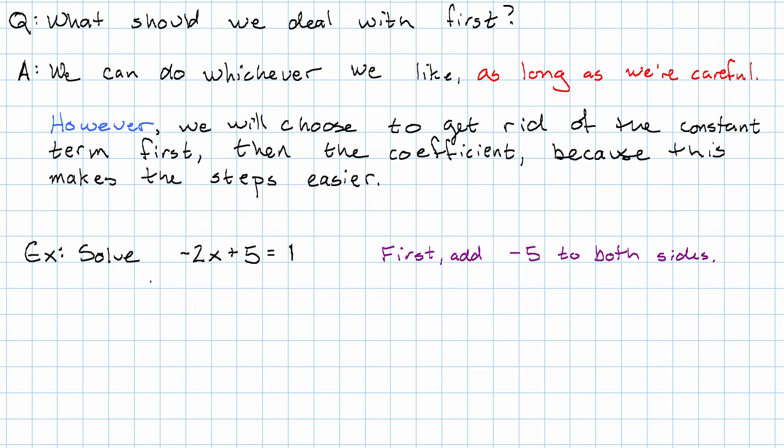So if I wanted to solve the equation negative 2x plus 5 equals 1, I would first add negative 5 to both sides. So negative 2x plus 5 plus negative 5 equals 1 plus negative 5. 5 plus negative 5 is 0, so I'm left with negative 2x. 1 plus negative 5 is negative 4.